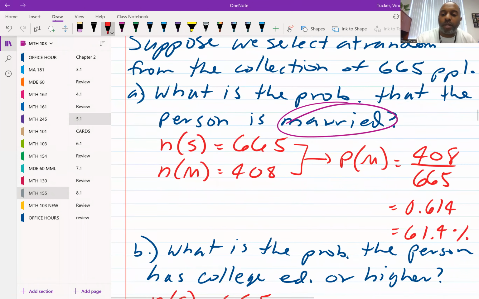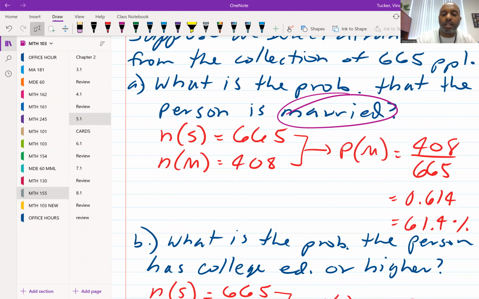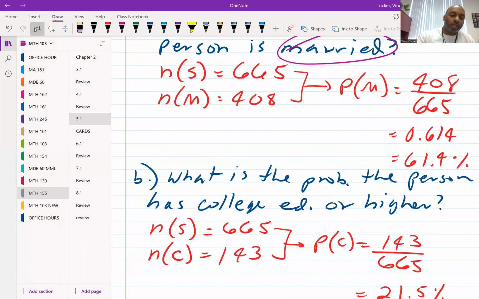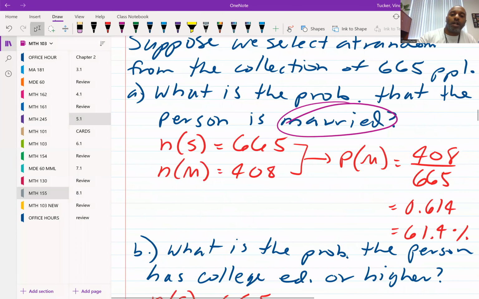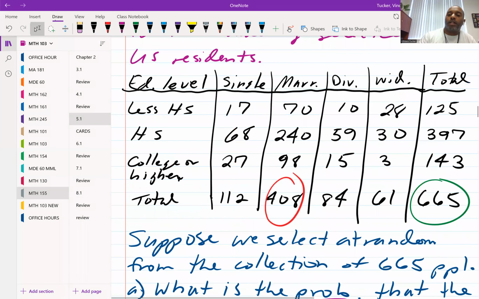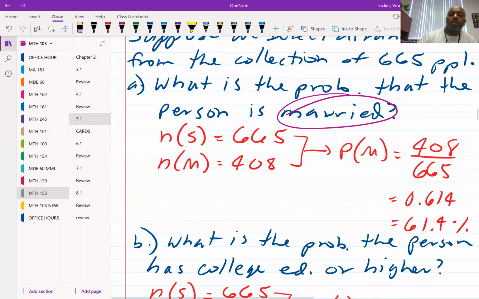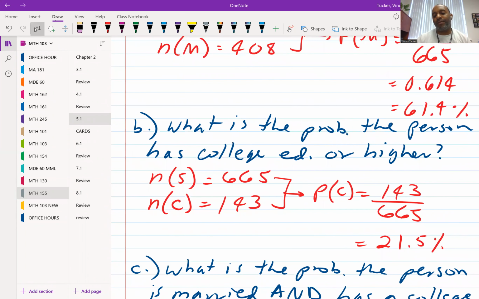B, what is the probability the person has a college education or higher? So once again, sample space, 665, college education or higher. That total number is right here, 143. That's 143 over 665.